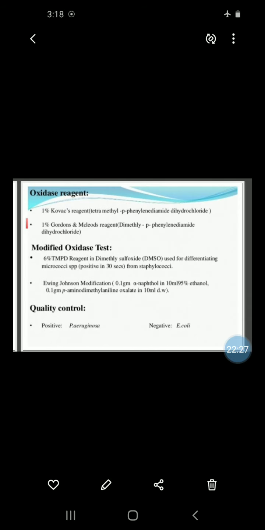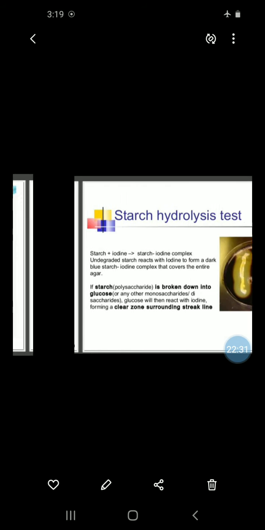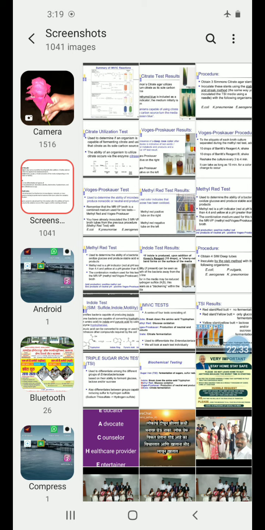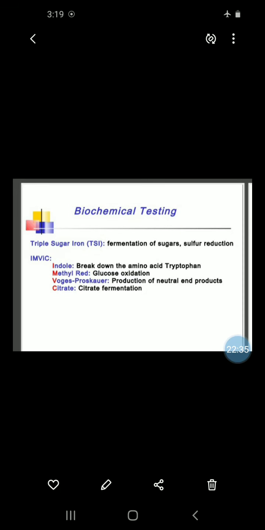So this is all about the IMViC test. So what is the IMViC test? It is the indole, methyl red, Voges-Proskauer, citrate test. I for indole, M for methyl red, V for Voges-Proskauer, and C for citrate test. Yes, I will stop here.